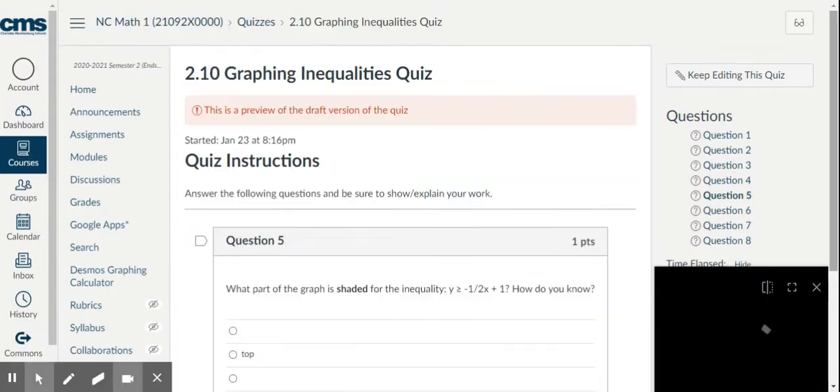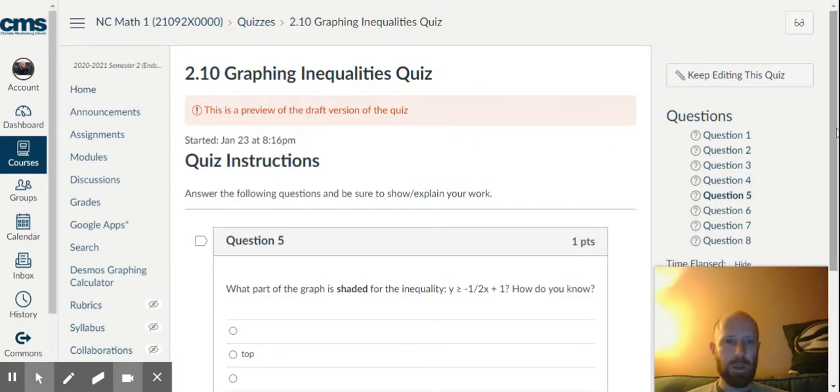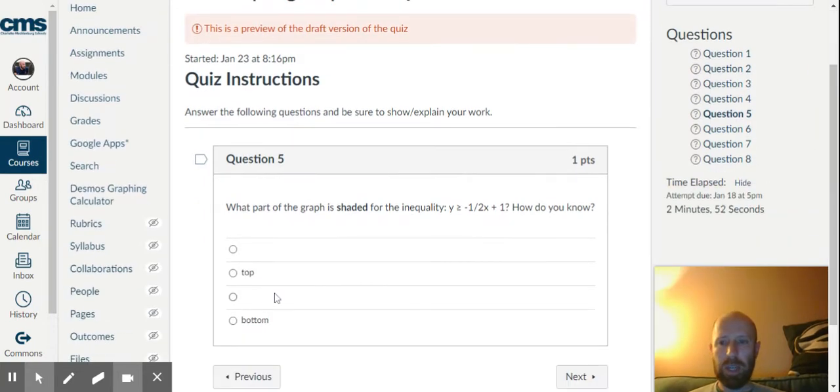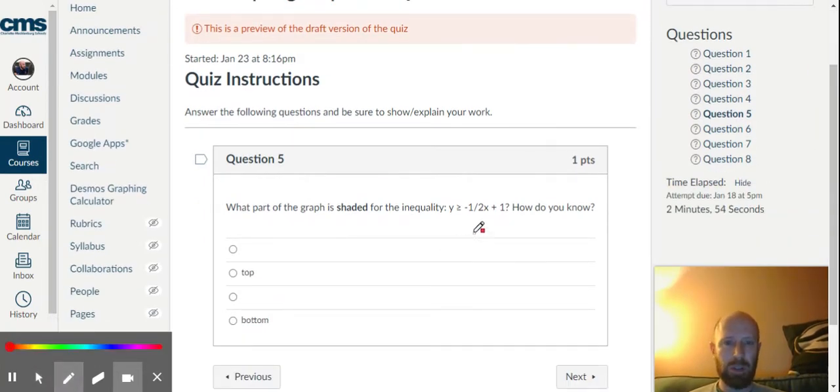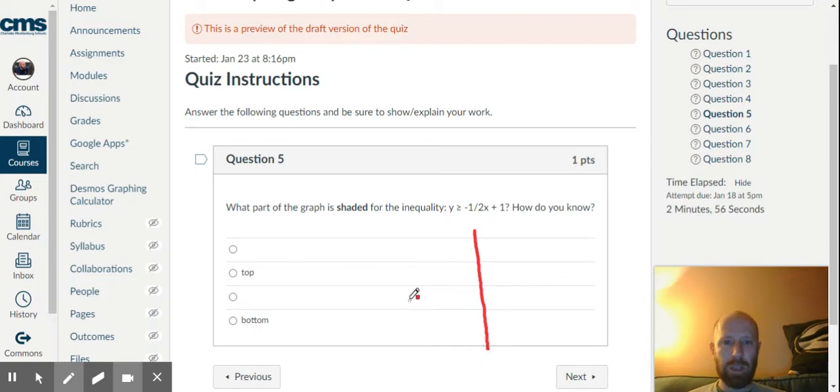Question 5. Which part of the graph is going to be shaded in, top or bottom? For this one, we're actually going to need to do the graph, everything we've been talking about so far. Positive 1 is where our first dot's going to go. Negative 1/2 means we're going down 1 and over 2. So we go down 1, over 2, and that would be the next dot. We can connect those. We already said it's going to be a closed line.